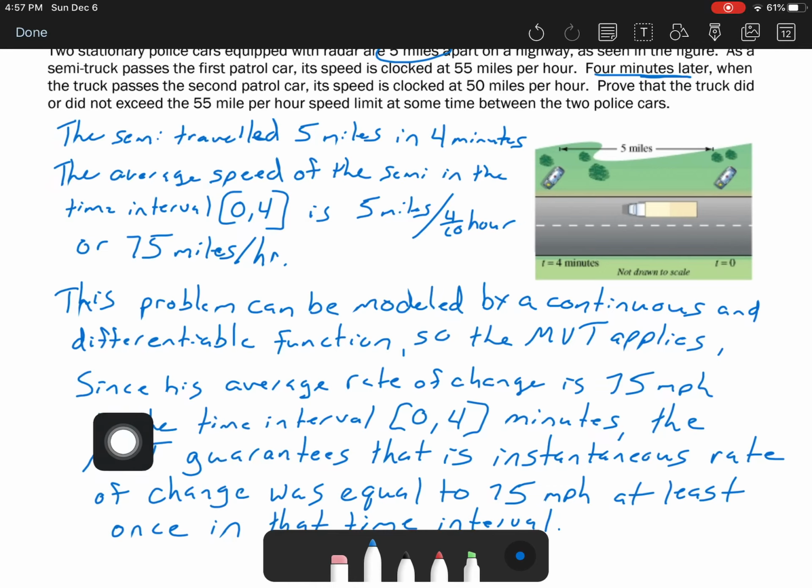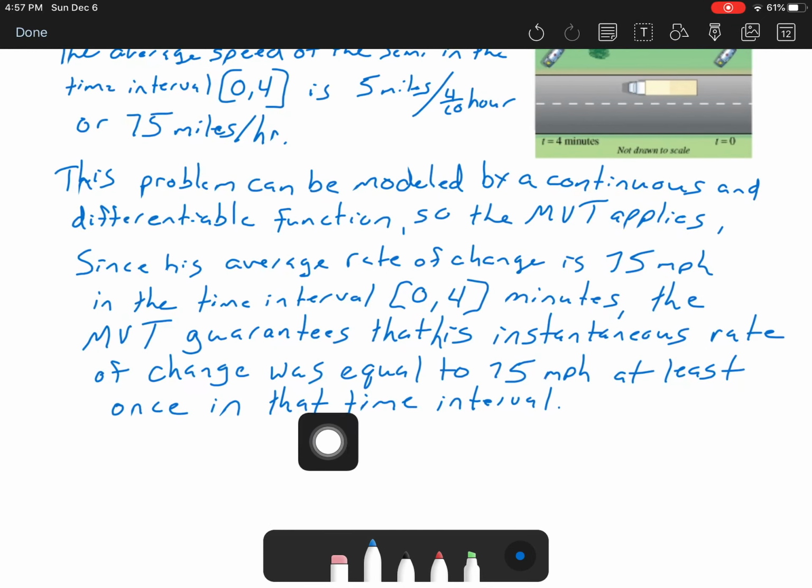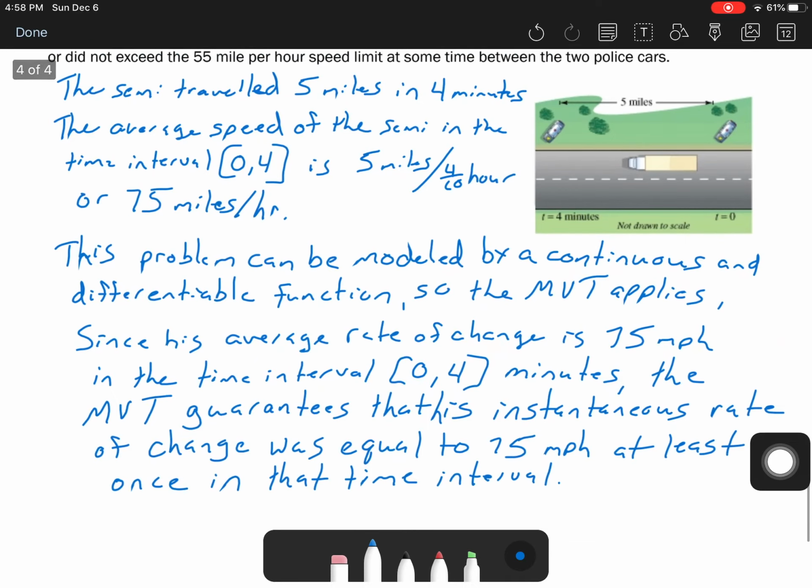So the mean value theorem would apply in this case. Since its average rate of change is 75 miles per hour in the time interval from 0 to 4 minutes, then the mean value theorem guarantees that his instantaneous rate of change was equal to 75 miles per hour at least once in that time interval. And that's exactly what the mean value theorem states. It says, whatever that average rate of change is, there has to be at least one spot in there with the instantaneous, so at one point in time he was going at least 75 miles per hour. Okay, and so that's what we're applying to a real life situation there. Okay, so that is all for 3.2 notes.